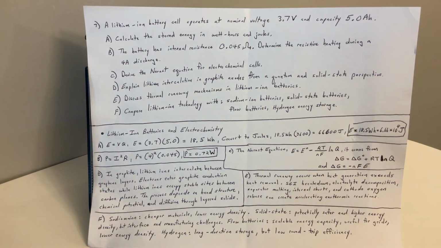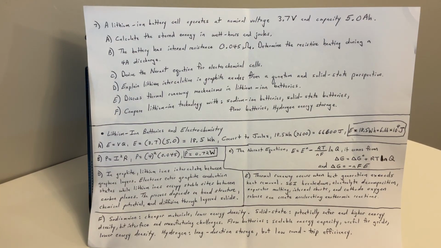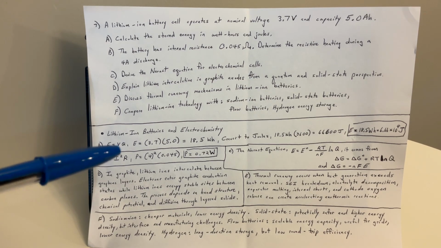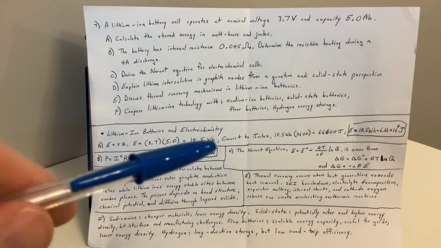Also a bit straightforward textbook stuff. A lithium ion battery operates at nominal voltage 3.7 V and capacity 5.0 Ah. Calculate letter A, the stored energy in watt-hours and joules. Okay, so this is a lithium ion batteries and electrochemistry type problem. So for letter A, E equals VQ equals 3.7 times 5.0, that's 18.5 Wh.